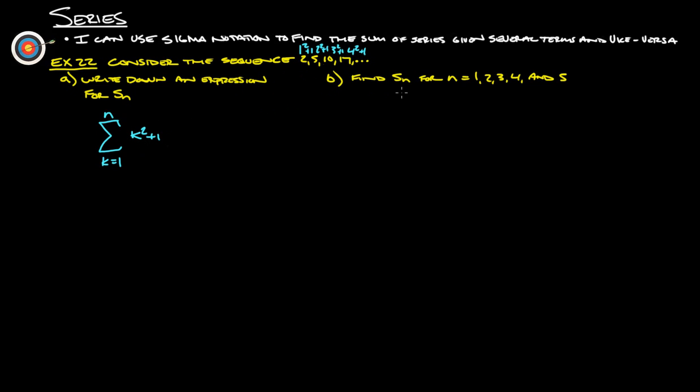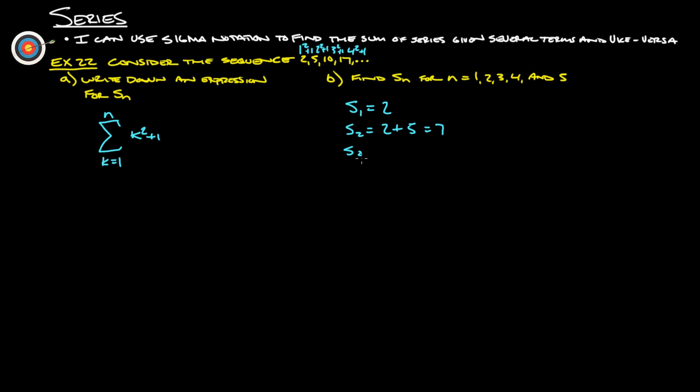Okay. Now find S of n for n equals 1, 2, 3, 4, and 5. So we've got S of 1. The first term, we put a 1 in there. We already know what that is. That's just 2, right? So the sum of just the first term is 2, because that's the only one we have. S of 2 is going to be the first term plus the second term. So that's going to be 2 plus 5, and that's going to give us 7.